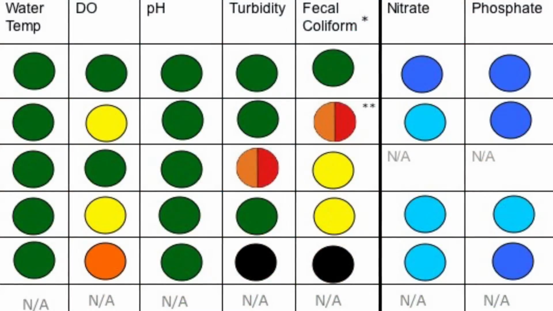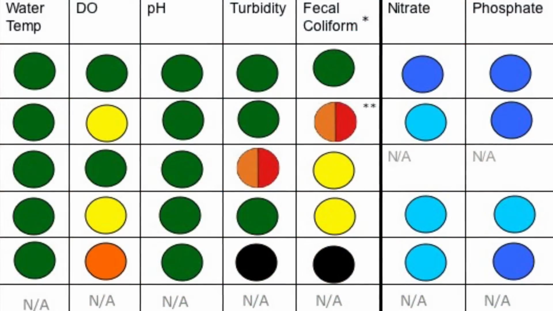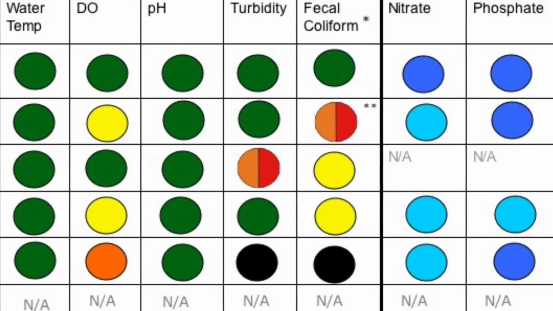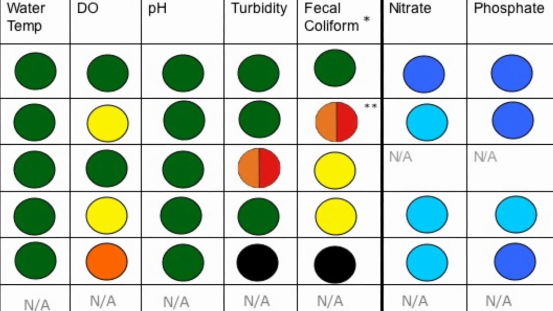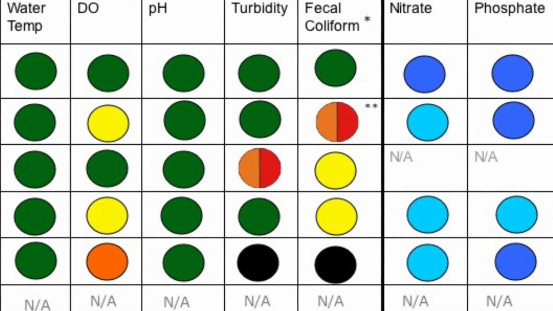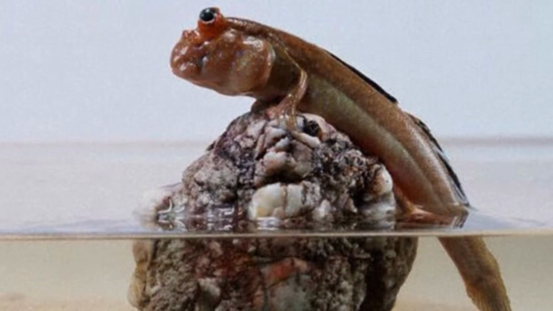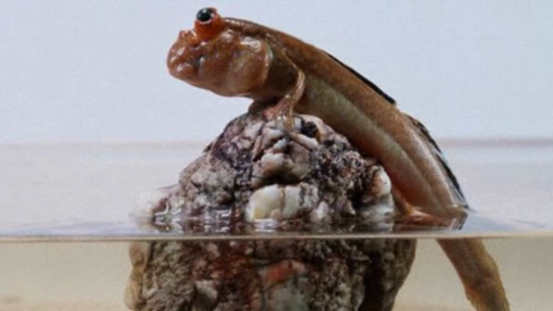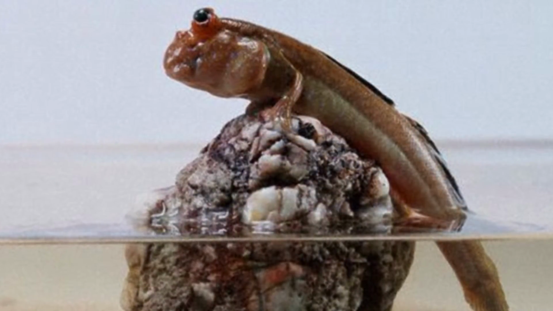Water quality testing tests for turbidity, pH or acidity, and water temperature, which is how hot or cold the water is. If your water quality is fine, it won't end up like this mudskipper here. Ugly looking thing, isn't it?